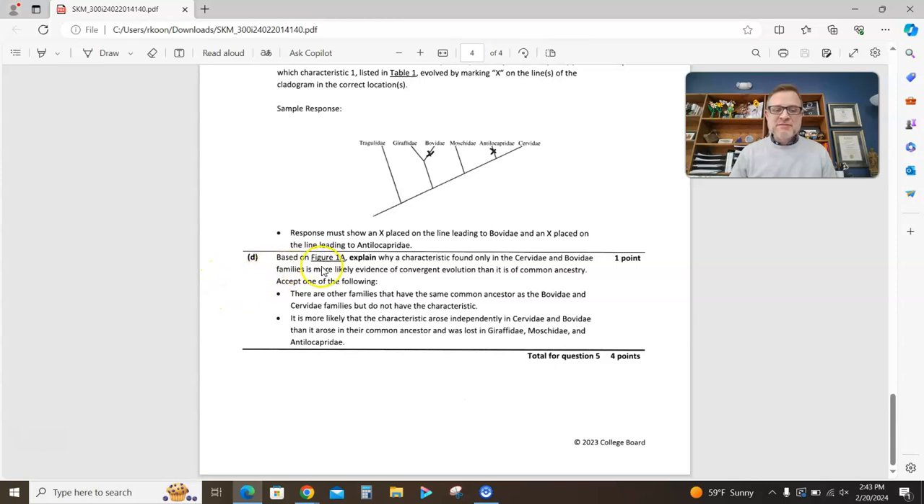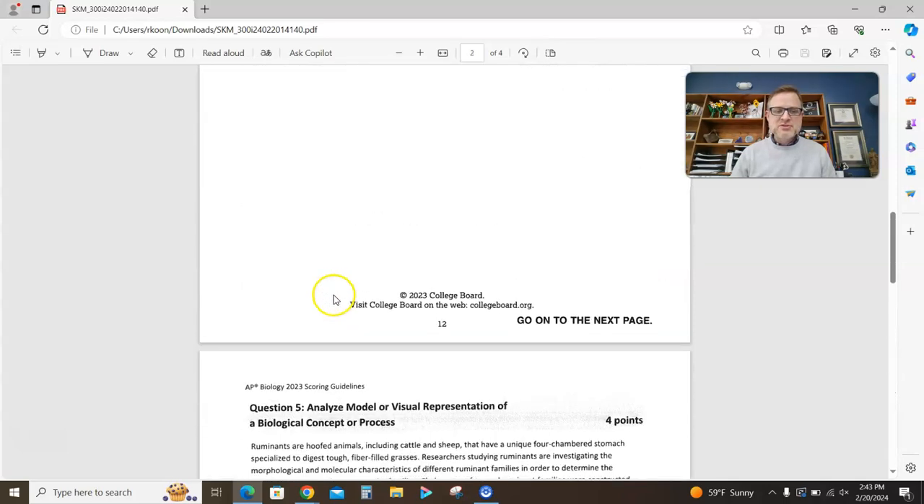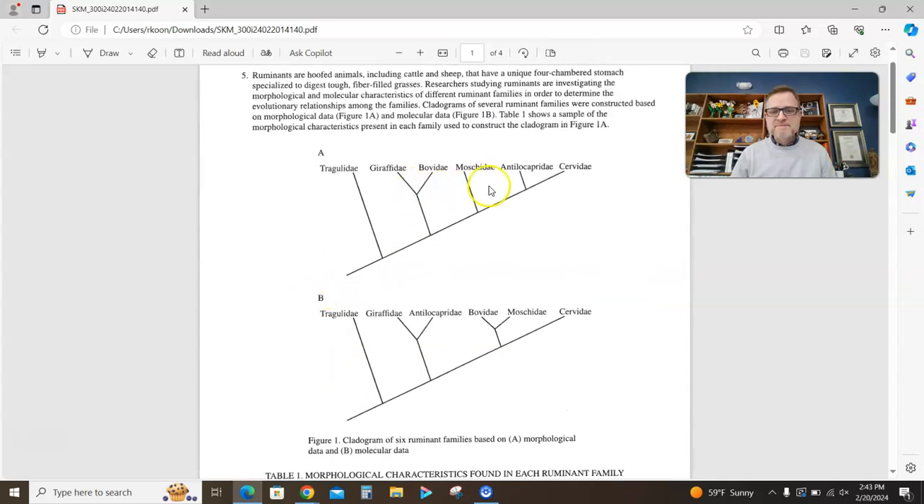And question D. Based on Figure 1a, explain why a characteristic found only in Cervidae and Bovidae families is more likely evidence of convergent evolution than it is of common ancestry. So Cervidae and Bovidae, and I'm looking at Figure 1a. Bovidae is here. Cervidae is here. If it originated in a common ancestor, the common ancestor is right here. So if that happened, it's likely everything that evolved after it, so all of these species, would have that trait. And since they don't, it says only Bovidae and Cervidae have it. That's probably evidence for convergent evolution or analogous structures.